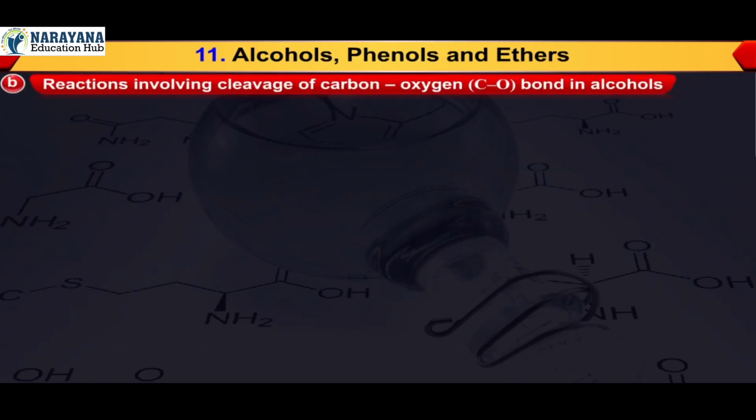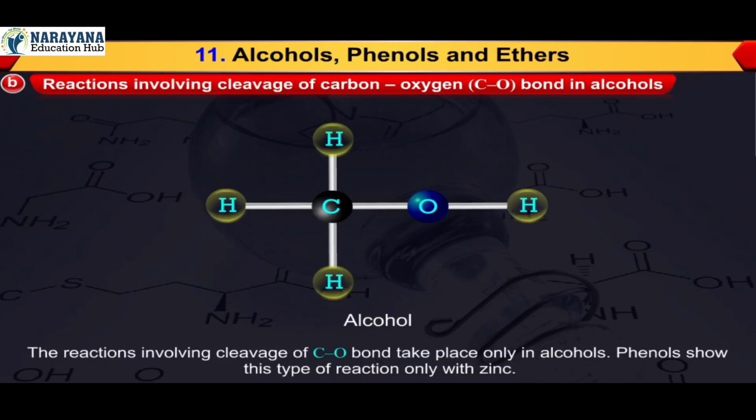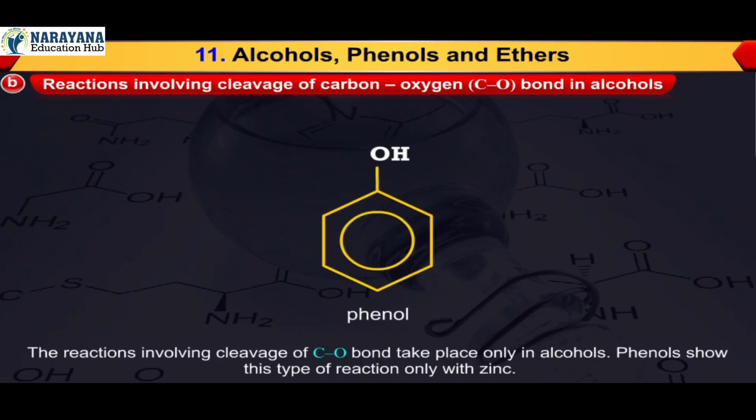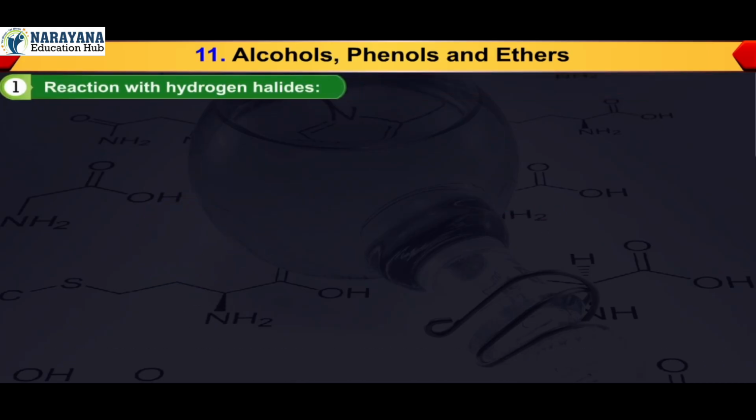B. Reactions involving cleavage of the carbon-oxygen (C-O) bond in alcohols. The reactions involving cleavage of the C-O bond take place only in alcohols. Phenols show this type of reaction only with zinc. 1. Reaction with hydrogen halides. Alcohols react with hydrogen halides to form alkyl halides. ROH plus HX gives RX plus H2O.